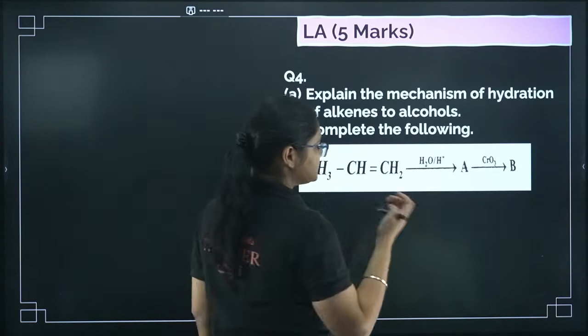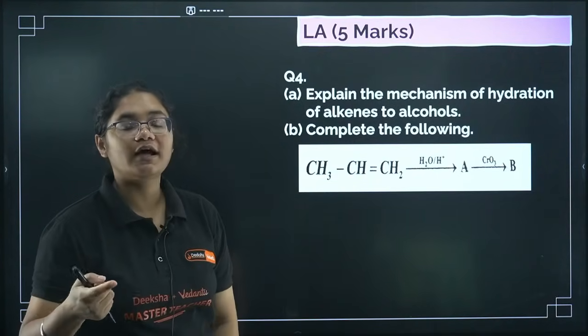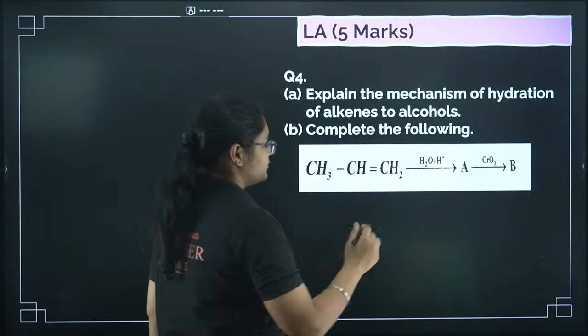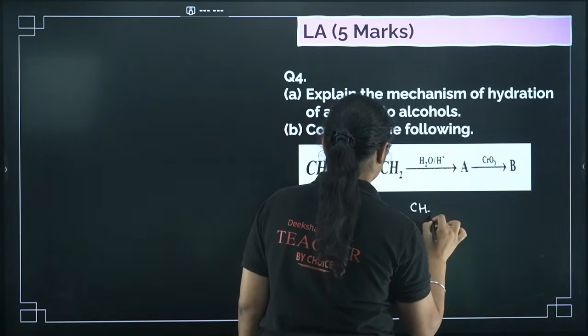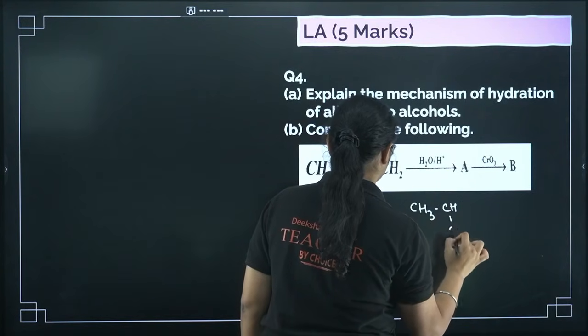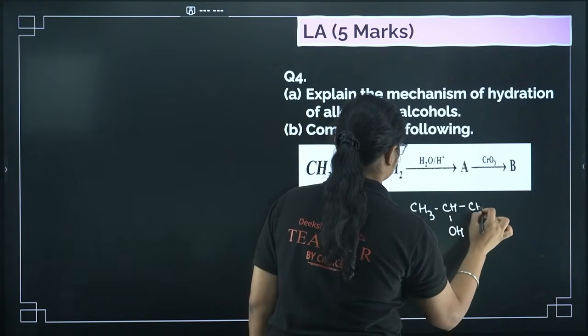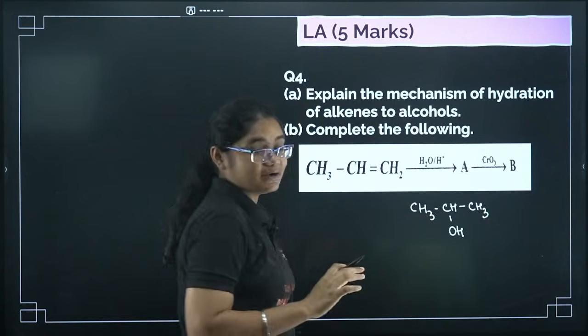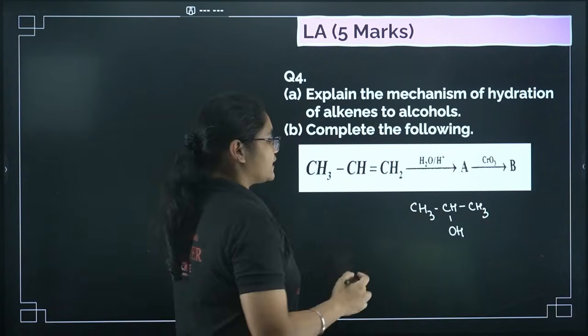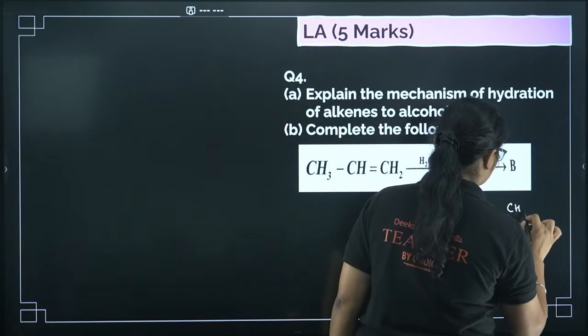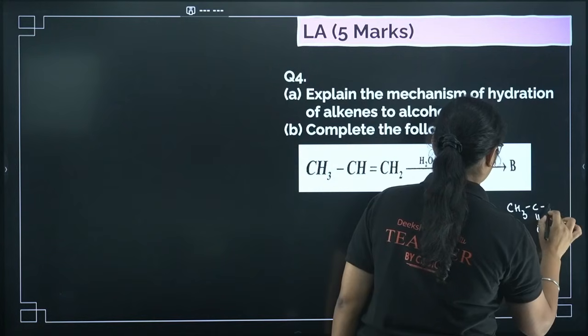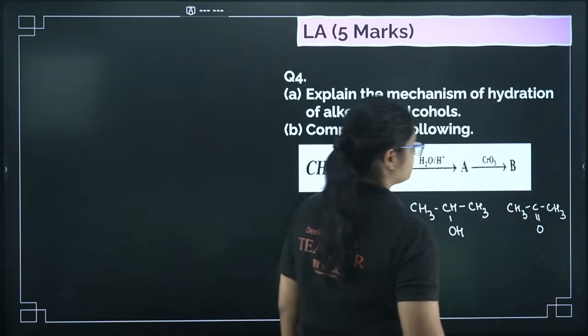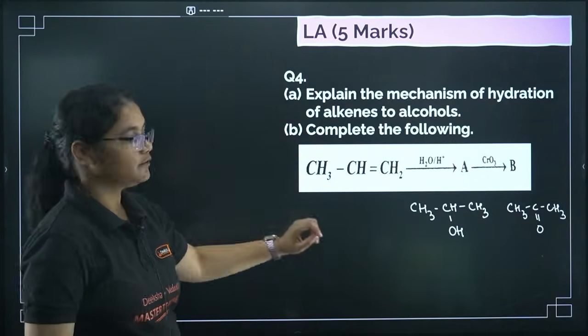Let us first do this one, then in the next slide we will go to the mechanism part. H2O and H+ will add water following Markovnikov's addition. So what will be B here? CH3CHOHCH3. Now CrO3 is a very good oxidizing agent. Secondary alcohols are converted to ketones. Clear? We'll get this, right?